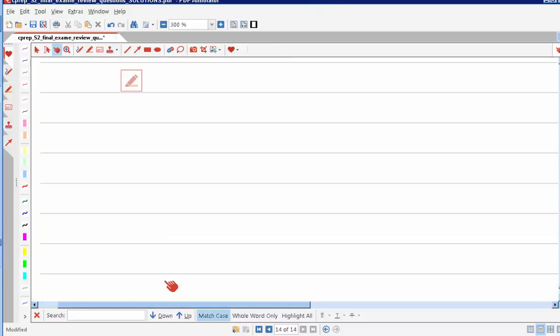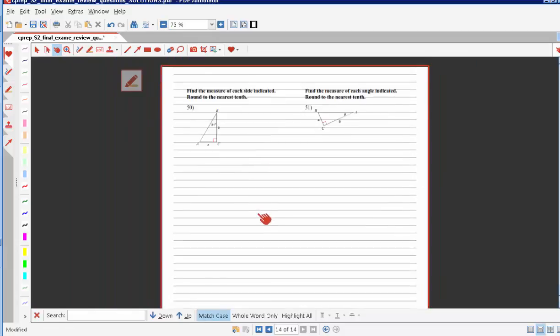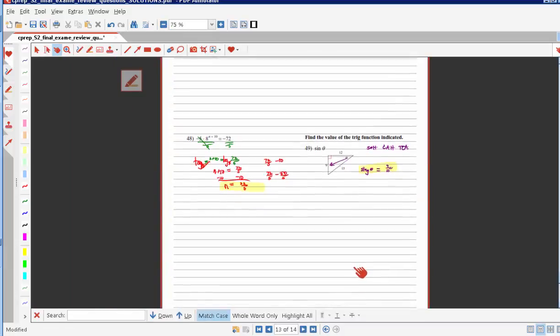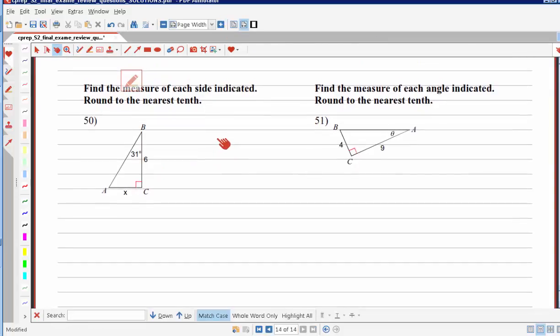Do I just have 50? No, I have 51. Okay, so 50, find the nearest measure to the tenth of the measure each side indicated. Okay, so I need to use the 31, I need to use the 6, and I need to use the x. Relative to 31 degrees, x is in the opposite position, 6 is in the adjacent position. So that means I would use tangent. All right, that's the OA in SOHCAHTOA.